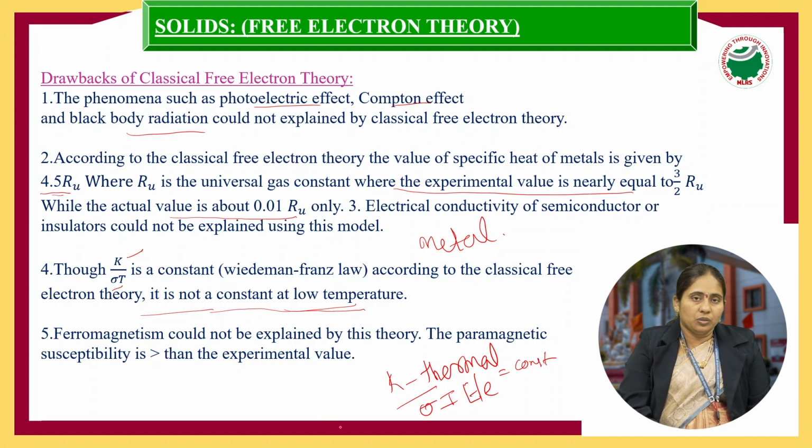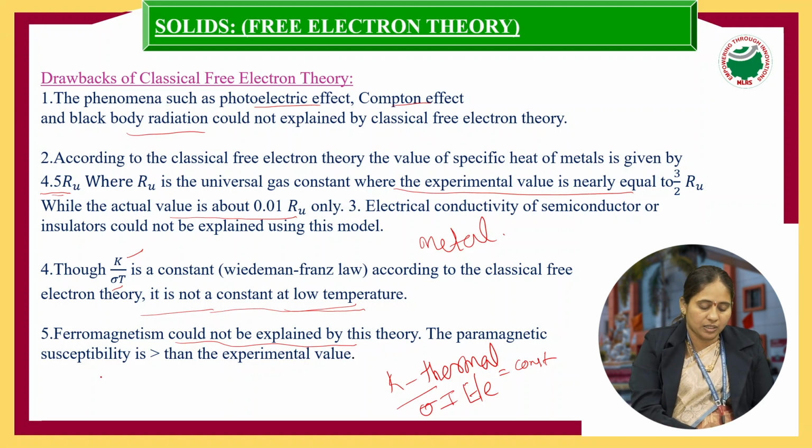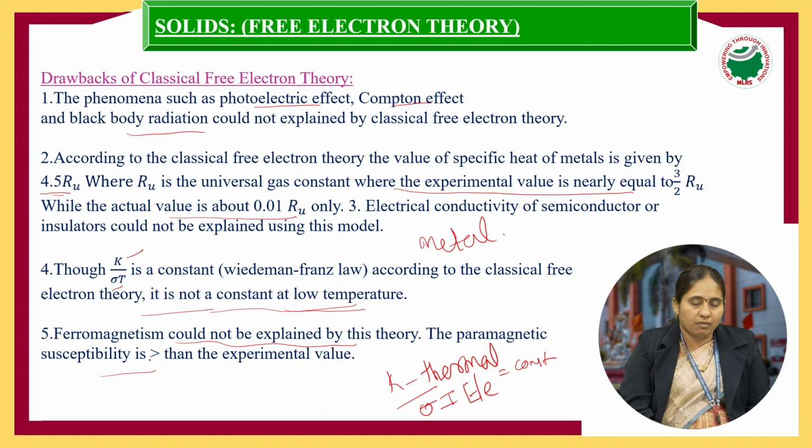And next, the fifth failure: ferromagnetic materials having some susceptibility. The susceptibility could not be given a correct value using this theory. It could not explain ferromagnetism, and the susceptibility of paramagnetic material is greater than the experimental value. This is also a discrepancy between the theoretical and experimental values. So these are all the assumptions made by Lorentz and Drude.